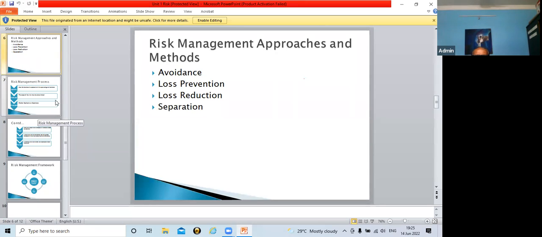Any query, please, about these approaches and methods of risk management? Yes?